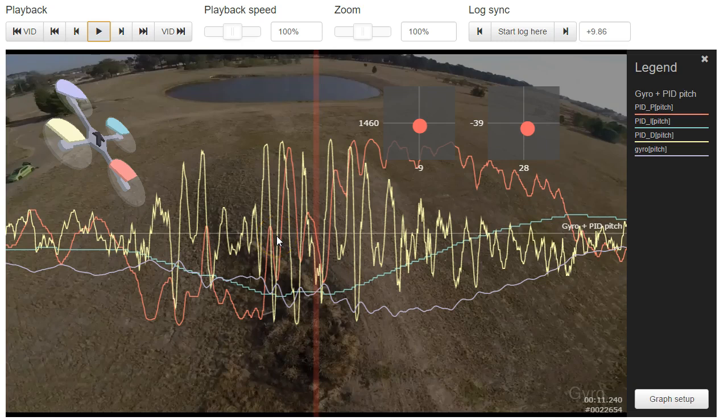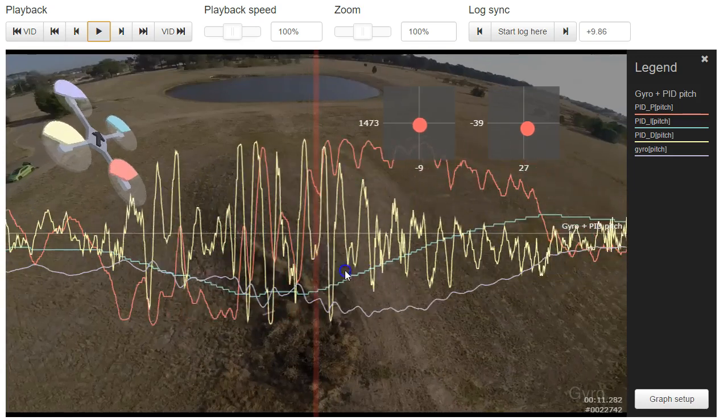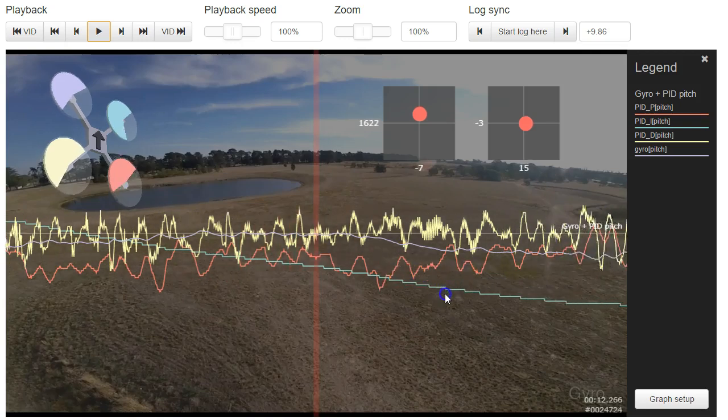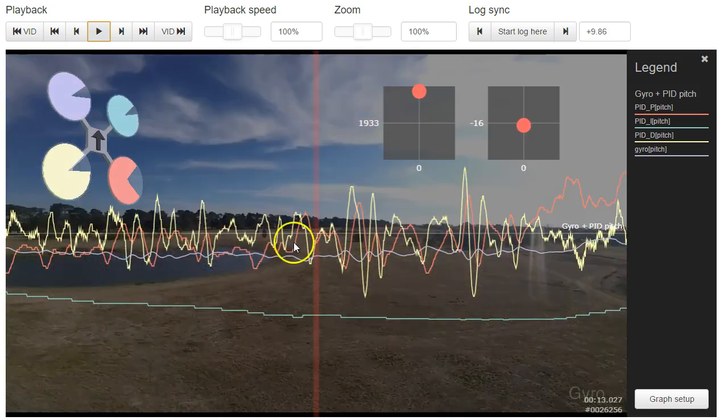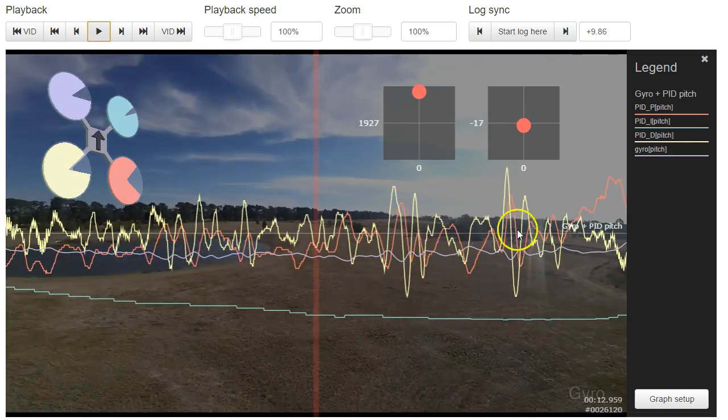This is why, no matter how good your tune is line of sight, you're missing some insight if you don't have Blackbox. And maybe it doesn't matter. But this kind of thing, you would hardly notice line of sight. And yet I feel like this is a clear indication, again, that D gain is too high. D term is very active. We see these little twitches right here and here.